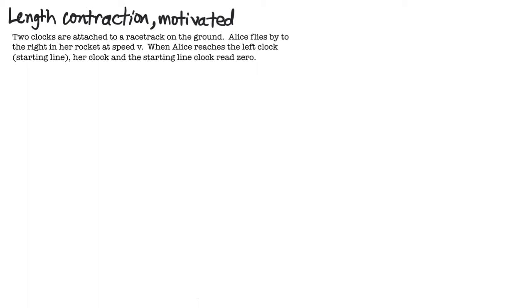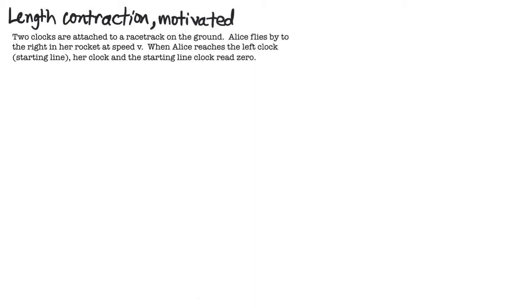Hello again, physics friends. We are going to use a previous example that we were working on for time dilation practice and extend it a little bit to show that that example implies that the object's length must depend on its speed. In particular, the problem was that we had two clocks attached to a racetrack on the ground and Alice flying by in her rocket.